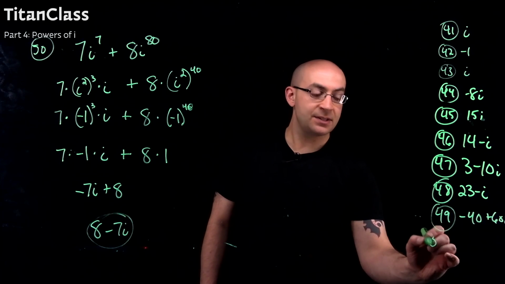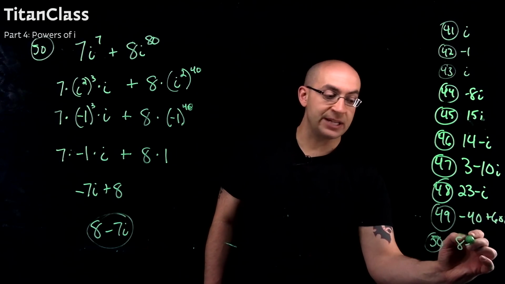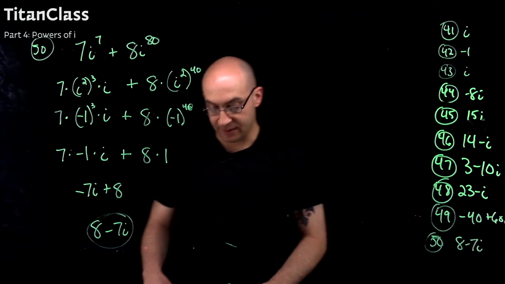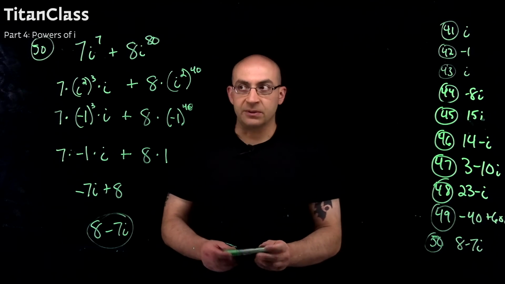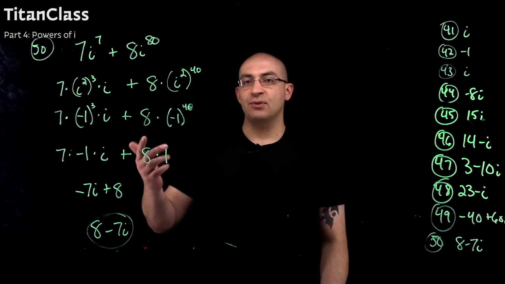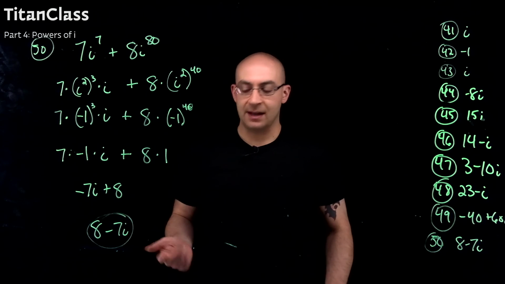Last problem's answer was a doozy. 8 minus 7i. Hopefully you don't see too many of those, right? But it's the same process. Just pretend like you're breaking down one at a time, and we'll go from there.